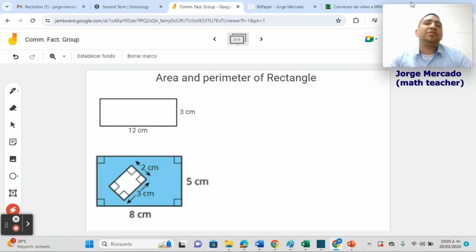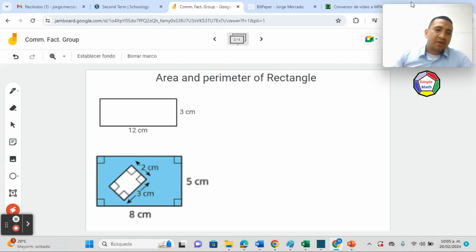In this video, I will explain two things. I will explain perimeter and then I will explain area for the rectangles. Remember, one of the main properties of the rectangles is that the opposite sides are the same. So if this is 3, the opposite side is also 3. If this is 12, the opposite side is also 12. I want you to bear that in mind.